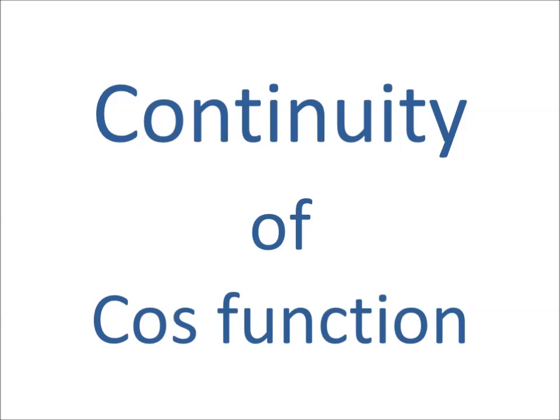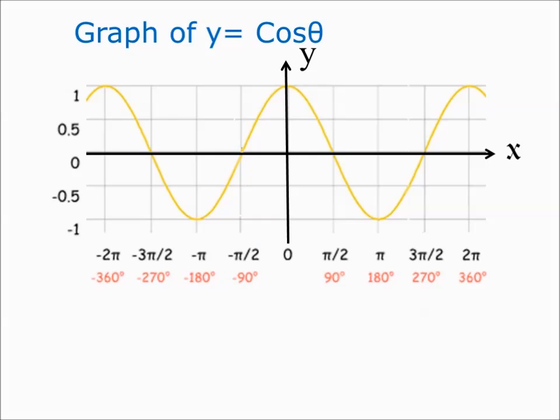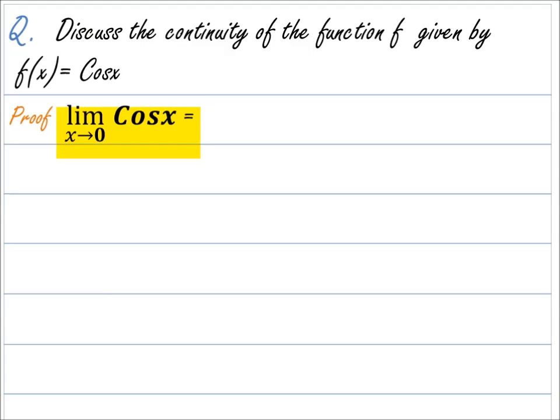So now let's discuss the continuity of the cosine function. From the graph of the cosine function, you can see it appears to be a continuous function as there is no break or jump in the graph. So let's first check whether this function is defined at the angle 0. Now the limit as x approaches 0 of cos of 0 is equal to, now cos 0 is equal to 1.